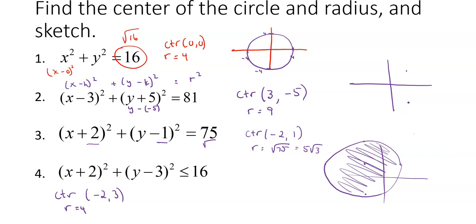If it was strictly less than 16, I would make a dash around my circle rather than a solid circle. And if it was greater than or equal to 16, then you've got a really funky looking circle in that you include the outside but not the inside.